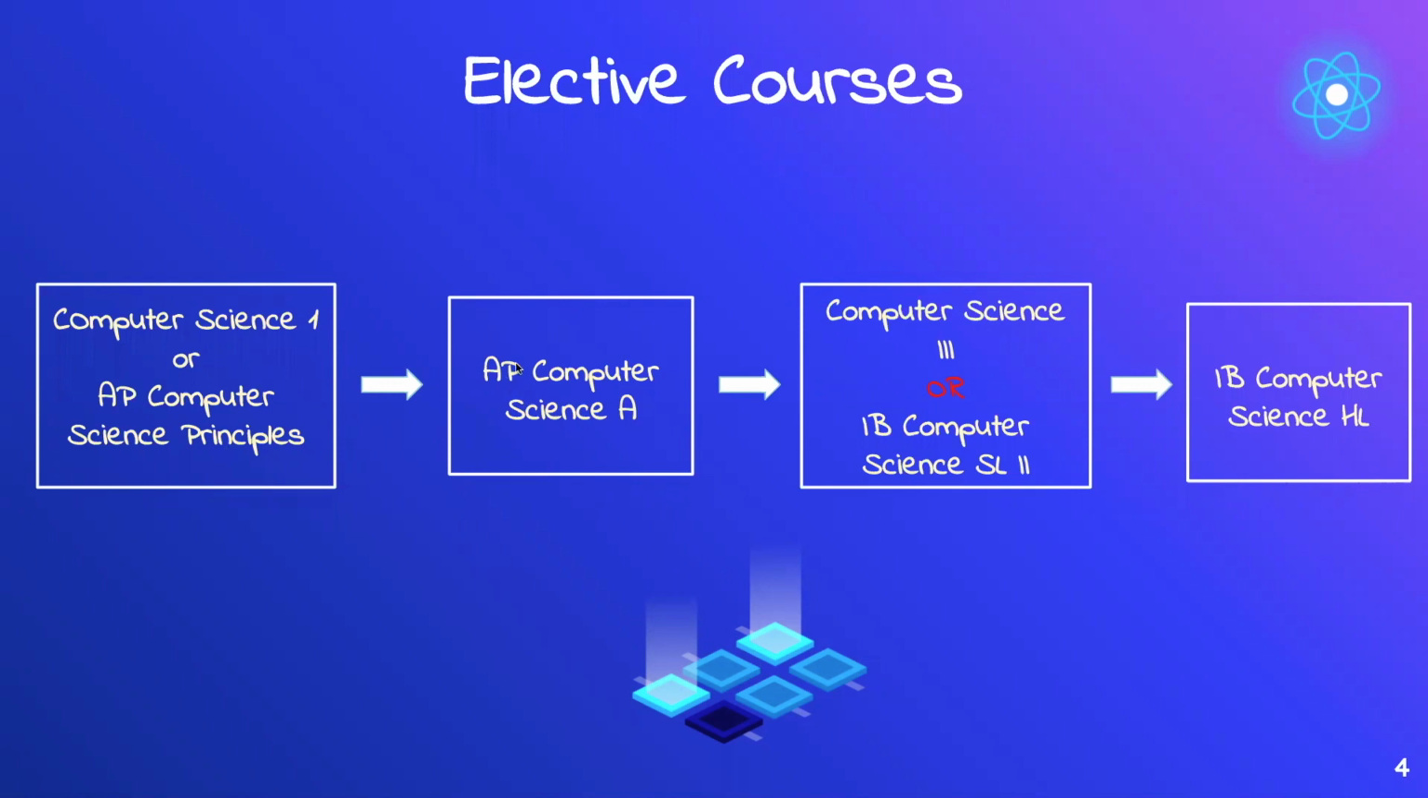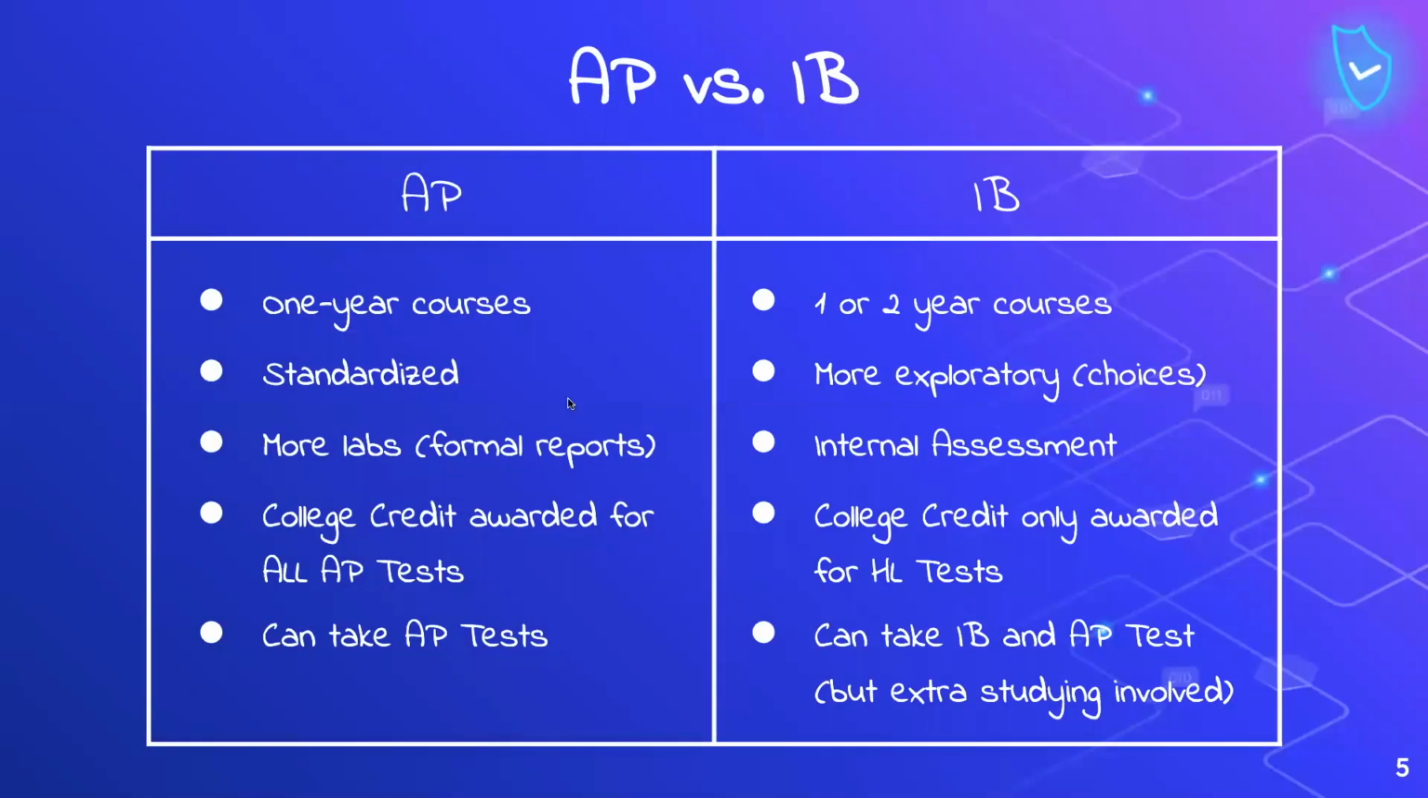In freshman year, you can go on to AP Comp Sci A, where you start learning Java. Then Computer Science 3 and IB Computer Science HL deal more with coding and theory. Just as a quick note, Computer Science 1 or AP Computer Science Principles are not prerequisites for AP Comp Sci A, so you can start there in your sophomore year if you want. Next we'll go on to AP versus IB.